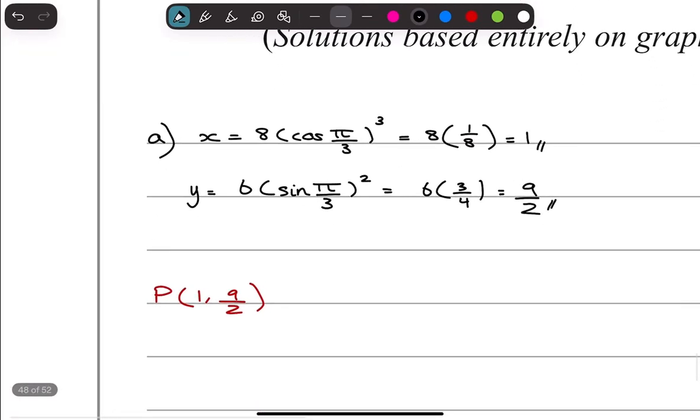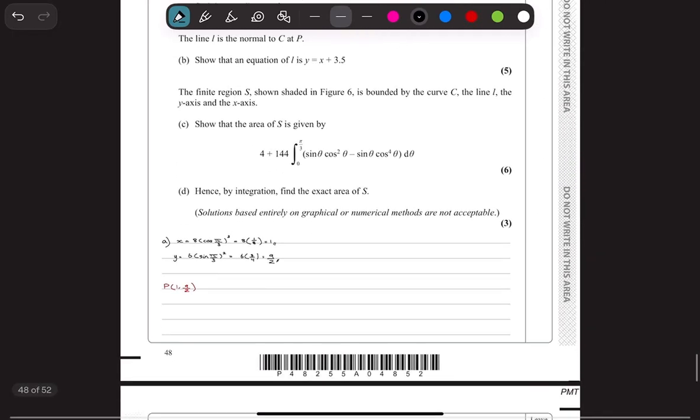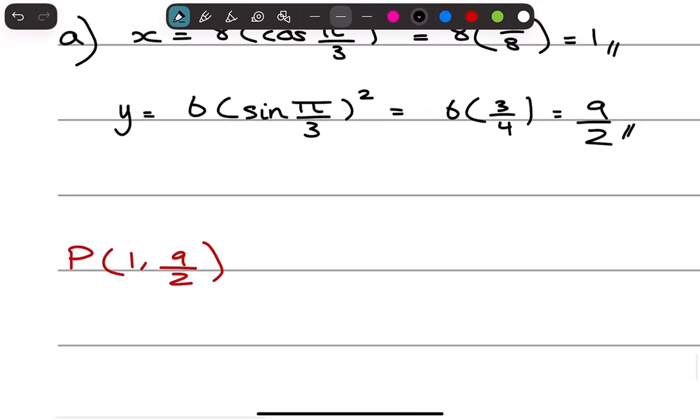So remember, when you're asked to write the coordinates of anything, you have to write it in this form, otherwise you might not get the mark. That's really important, don't forget that.